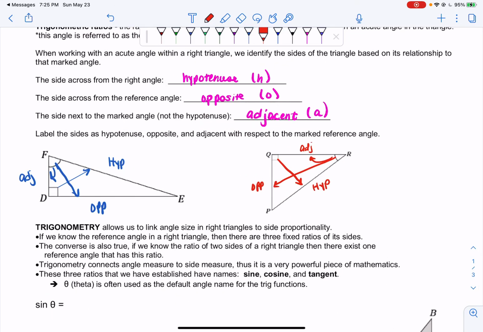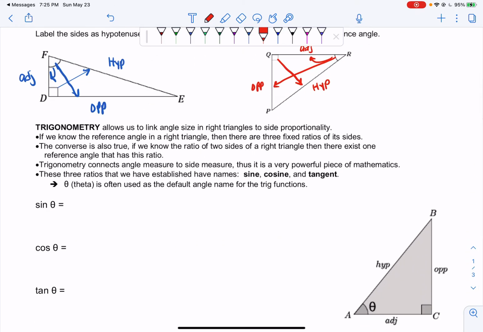Okay? So now trigonometry allows us to link angle size and right triangles to side proportionality. The converse is also true. If we know the ratio of two sides of a right triangle, then there exists one reference angle that has that ratio. Trigonometry connects angle measure to side measure, thus it's a very powerful piece of math. These three ratios that we have established have names: sine, cosine, and tangent, and they all play a role in various areas of math, and they're on your calculator.